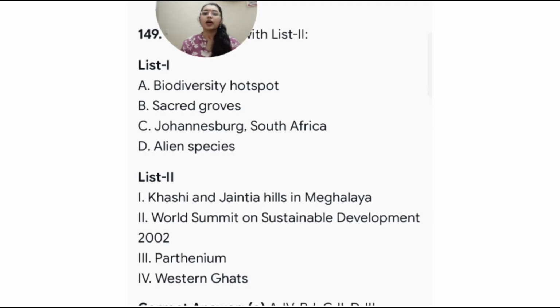So here the biodiversity hotspot is matching with the Western Ghats, then Sacred Groves is matching with the Jaintia Hills and Meghalaya, and South Africa Johannesburg is matching with the World Summit on Sustainable Development 2002. And Parthenium, we know that is an invasive species, that is an alien species. Now moving on to the next question.